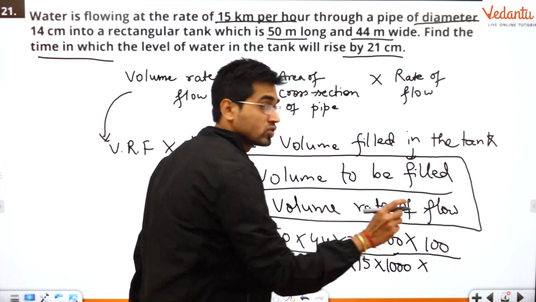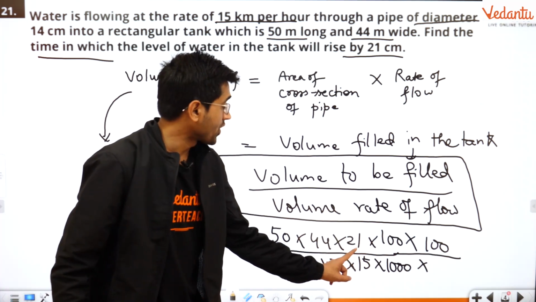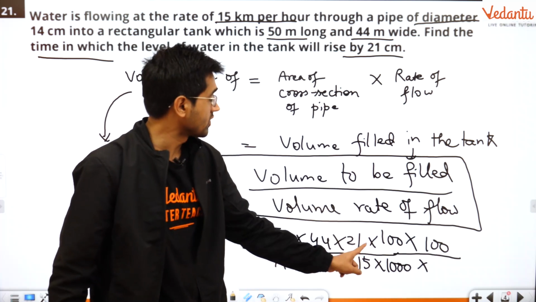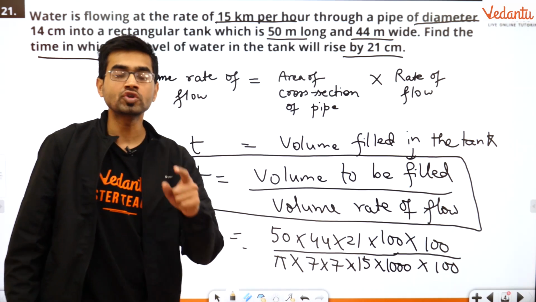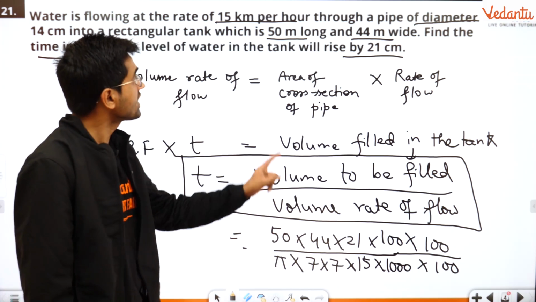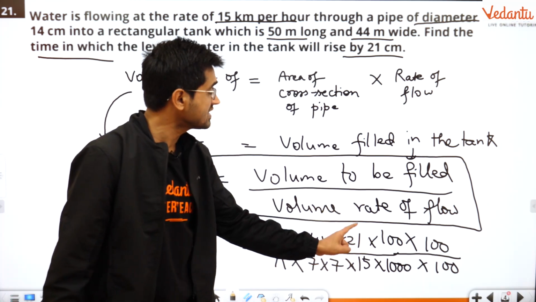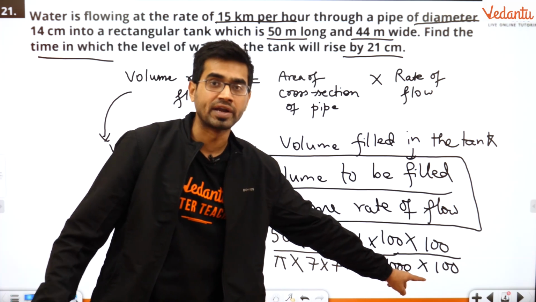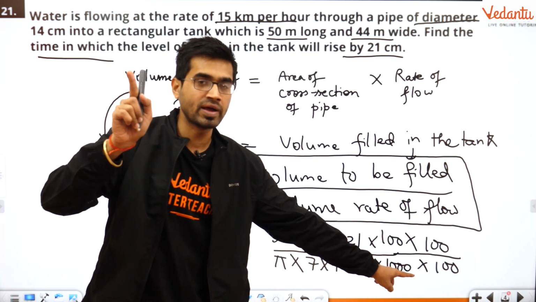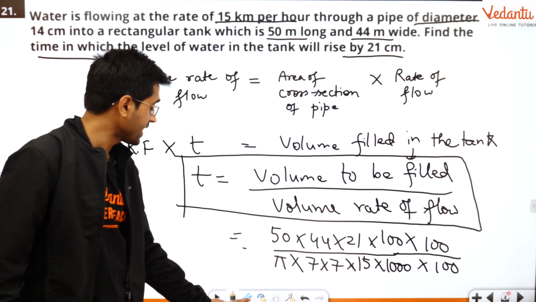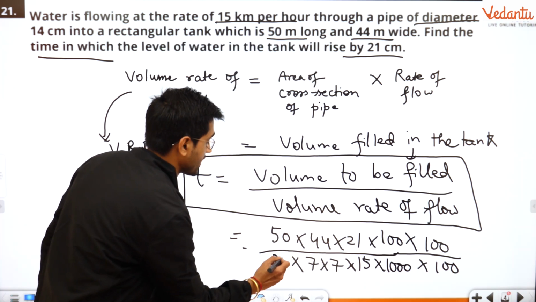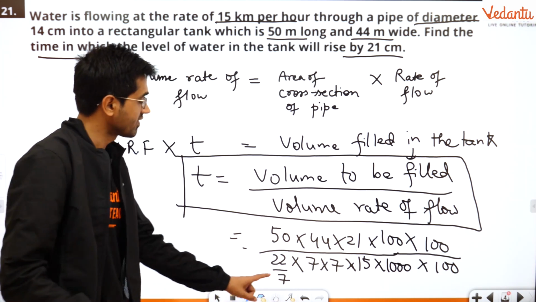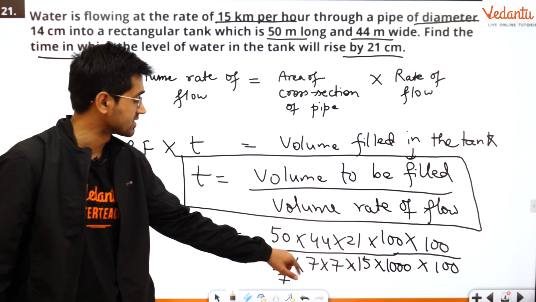See how fast you can do this now. 21 was in centimeters. Divide by 100. So 100 goes below, and it's done. See, the units are balanced or not. 50 meters, 44 meters, 21 centimeter balanced by 100 in the denominator. Centimeter to meter, divide by 100. Pi, what is pi? 22 by 7. So write 22 by 7. Let this 7 stay here. No issues, it will be cancelled.